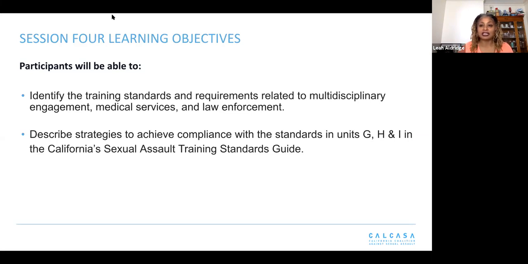Instead, this session is really intended to emphasize whatever changes were included as part of the training standards for your purposes of certification, and to focus in on what we want to make sure we're delivering to advocate counselor trainees. That's the intent, the spirit behind much of the training standards. We want to make sure you understand the information that needs to be imparted to our advocate trainees on multidisciplinary engagement, medical services, and law enforcement, and what you need to do to be in compliance with those units if you need to do recertification or your applications for your rape crisis centers. This is specifically for units G, H, and I.